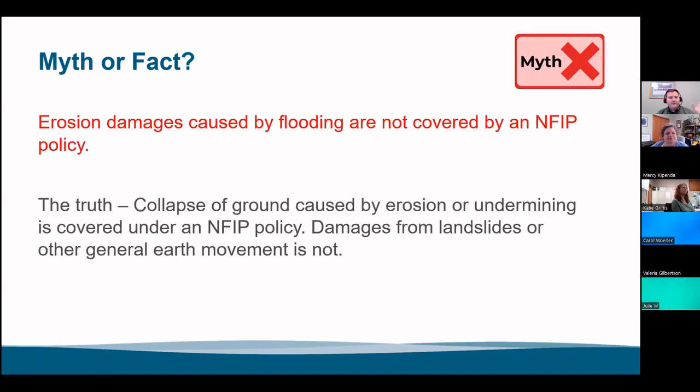Very good. Okay, so this is actually a myth. There are some coverages for erosion, if you can prove that it was caused by flooding. So collapse of the ground caused by erosion or undermining is covered under an NFIP policy if you can prove that it came from flooding. And that's the hard part, providing that proof that it came from flooding. Damages from general landslides or other earth movement would not be. So if you can't prove that it came directly from flood damage, then it won't be covered.